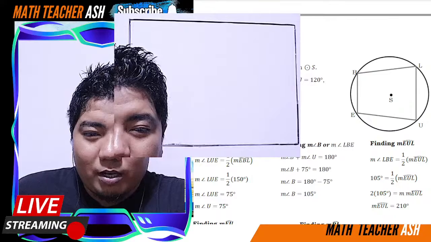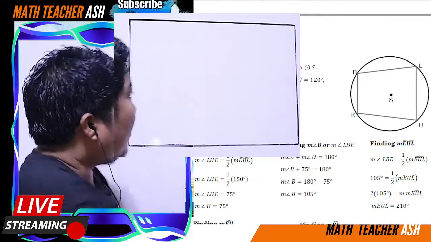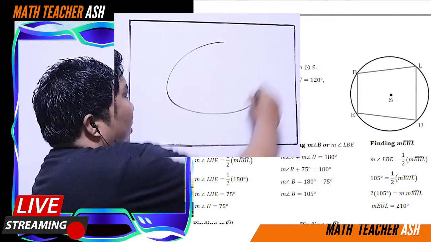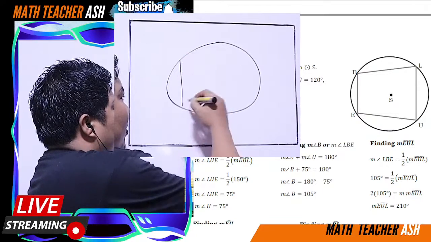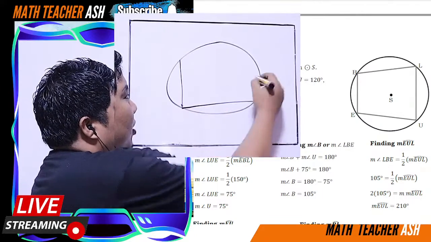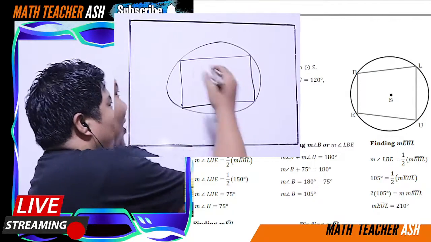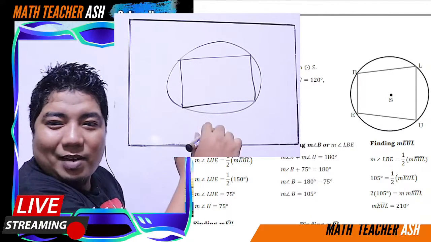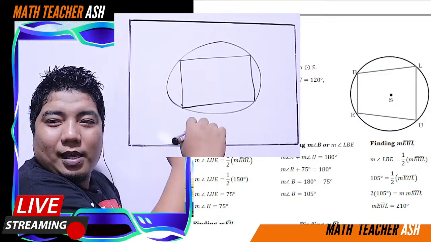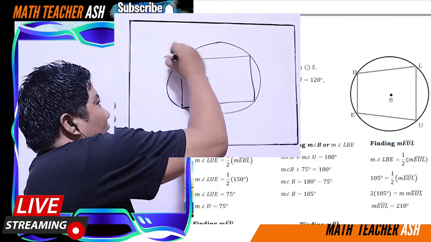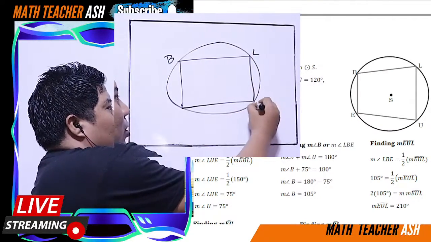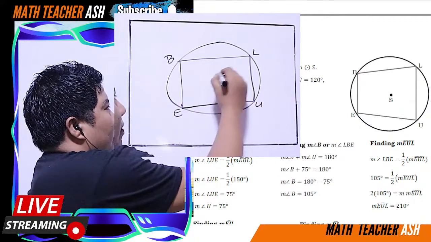Okay, so let's show our whiteboard here. Ayan, okay. So let's say this is our circle. Meron tayong dito. Okay. Pagpasensyahan nyo na ang drawing. So let's just have BLUE, and we have here as S.